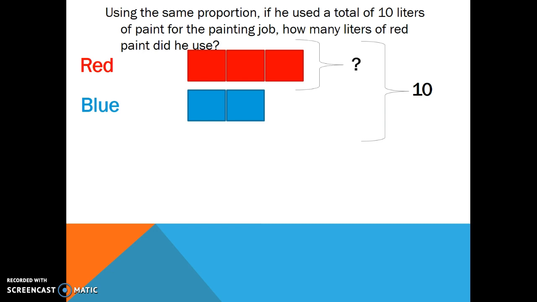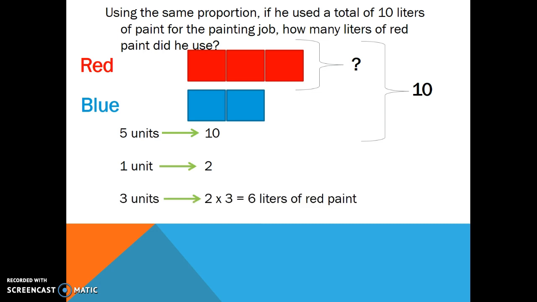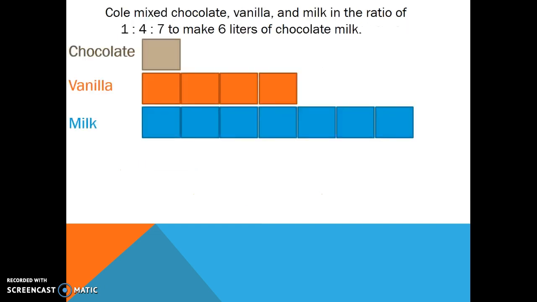So let's solve for 5 units. 5 units equals 10, and I'm using 5 units because we learned that he used 10 liters total for the painting job. So 1 unit is 10 divided by 5, or 2. Now I'm going to solve for 3 units because we're solving for the red paint. So 3 units is going to be 2 times 3, or 6 liters of paint. Okay, we have another one. You guys should probably try this on your own and then come back and check your work.